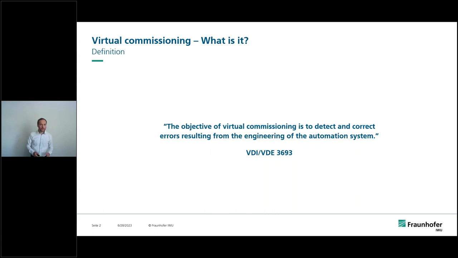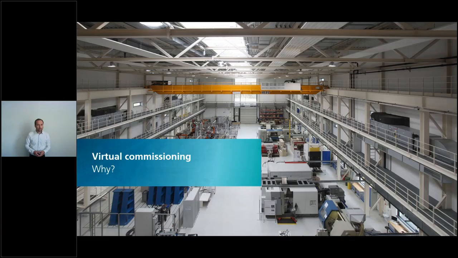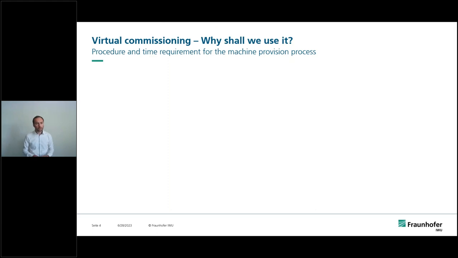So we start with a definition. The objective of virtual commissioning is to detect and correct errors resulting from the engineering of the automation system. That means we use the digital twin to correct our controller code so that we can use the controller code directly for the control of the machine. The first question is, why should we do this? So we have a look at the procedure of the machine provisioning process.